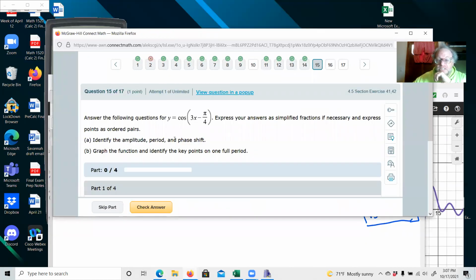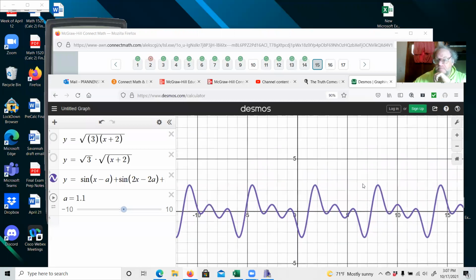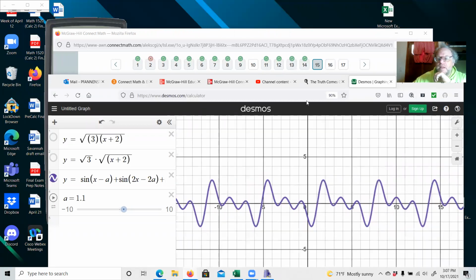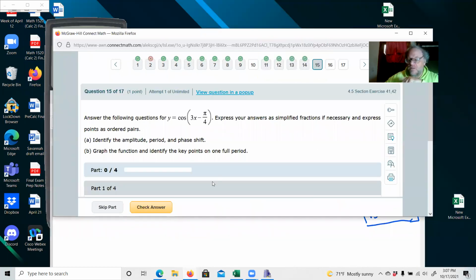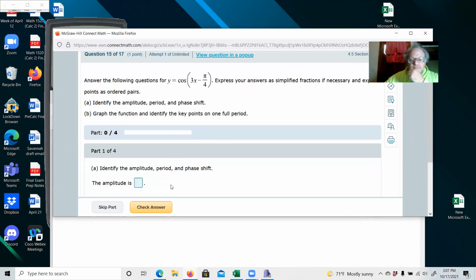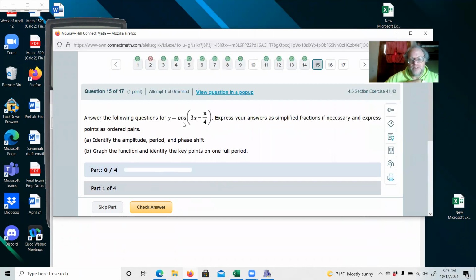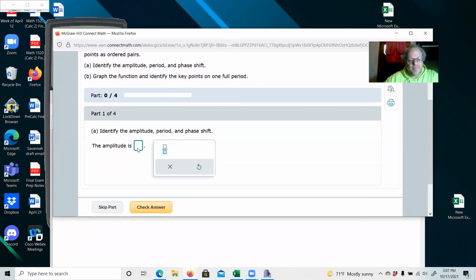So when we have our phase shift, we already have it from doing our little anchor point thing. All right. So amplitude, what was the amplitude? Amplitude is 1.